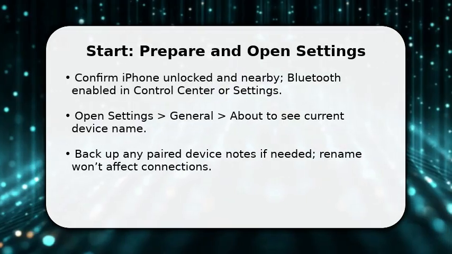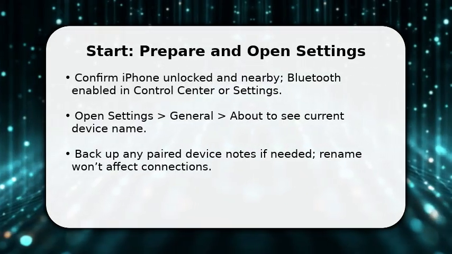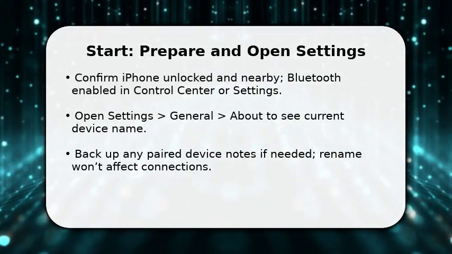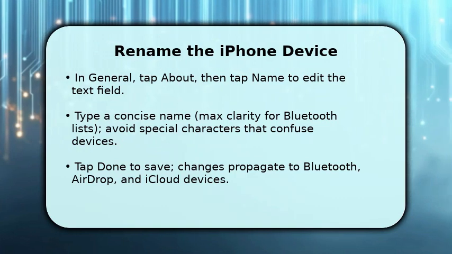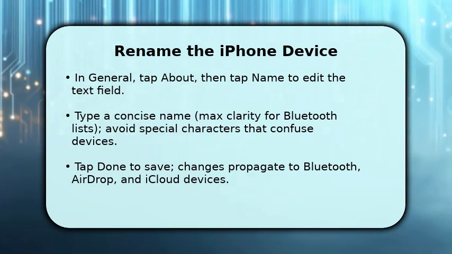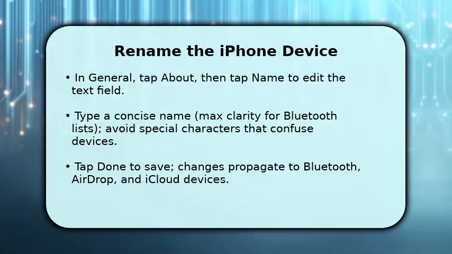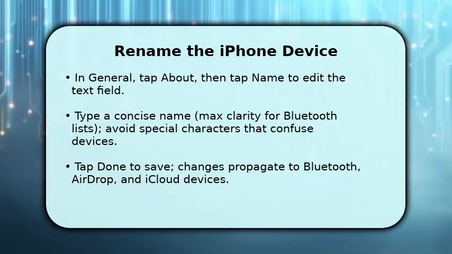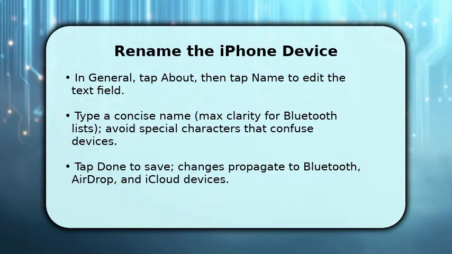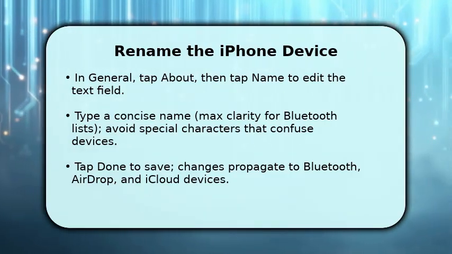Make sure iCloud Sync is active if you want the name to update across your Apple devices. You're now in the name field. Tap it and use the keyboard to enter the new Bluetooth name. Choose something short and descriptive so other devices display it clearly. Avoid unusual symbols that some older devices misread. After typing, tap Done to commit the change.